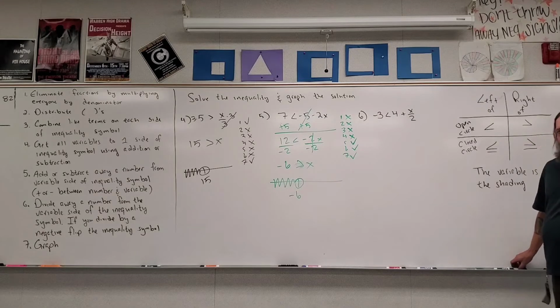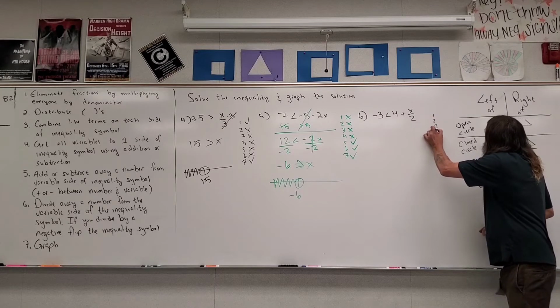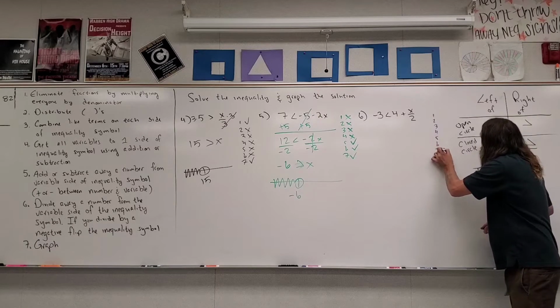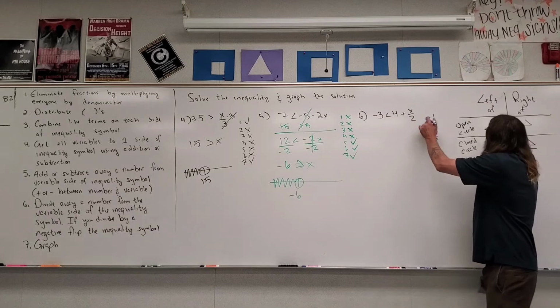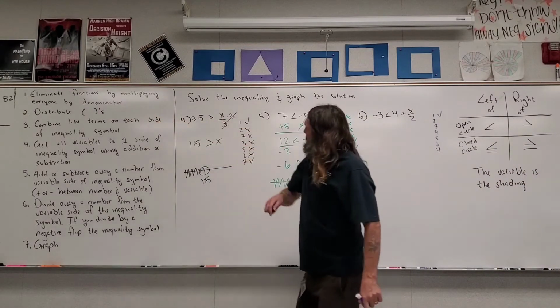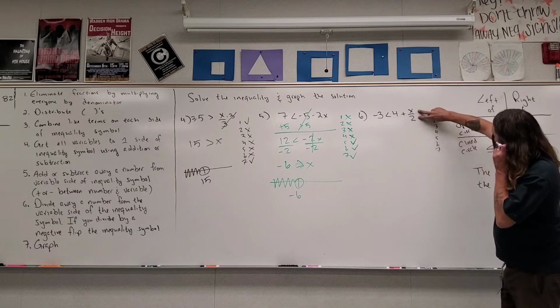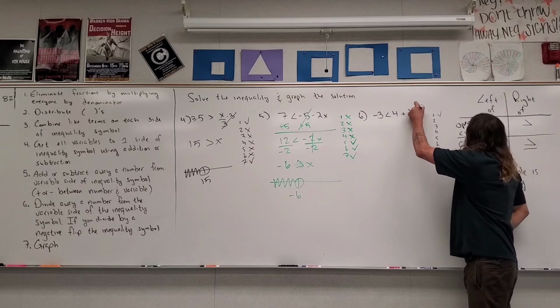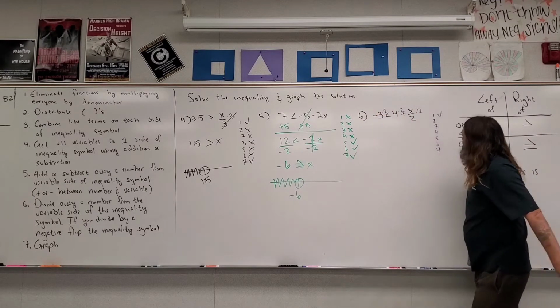All right, problem number 6. Let me write my 1 through 7, and just go through step by step. Step 1, can I eliminate a fraction? Yes, I can. I have a fraction right there, so I'm going to follow what this says, and I'm going to multiply everyone by the denominator. That means I'm going to multiply negative 3 and 4 and x over 2 by my denominator, which is a 2. So you get a 2, you get a 2, and you get a 2.